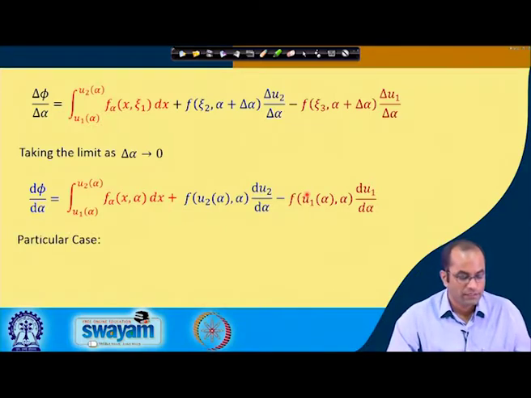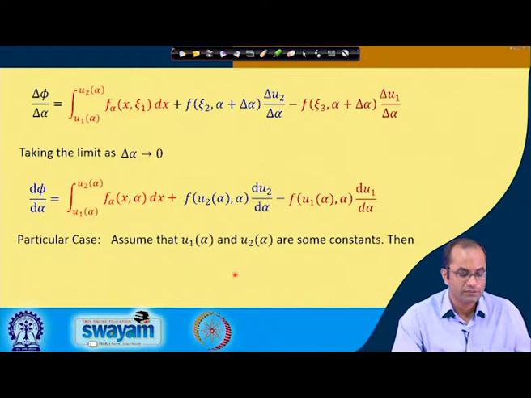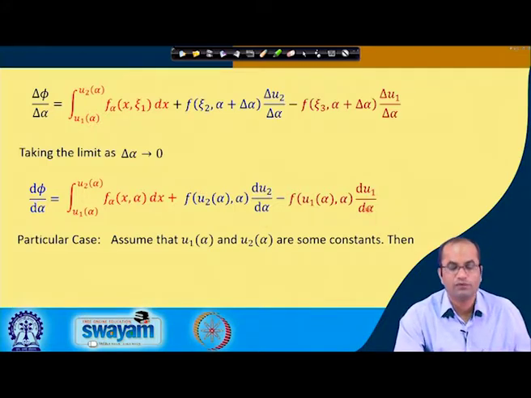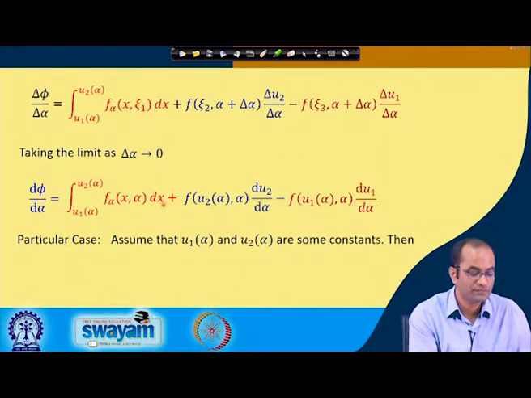So, a particular case which we often use, we assume that u1(alpha) and u2(alpha) do not depend on alpha. So, they are constant. In that case the second and the third term here will be cancelled, because du2/d alpha and du1/d alpha will become 0, and then we have only the first term.